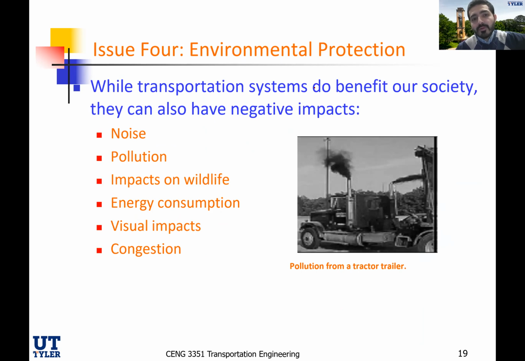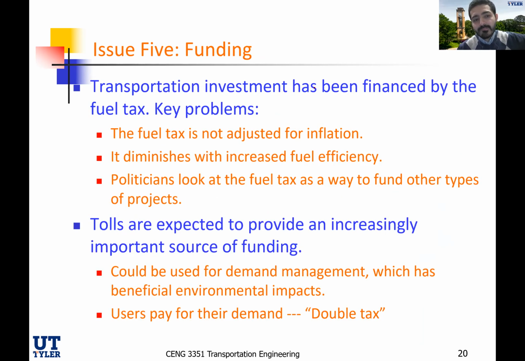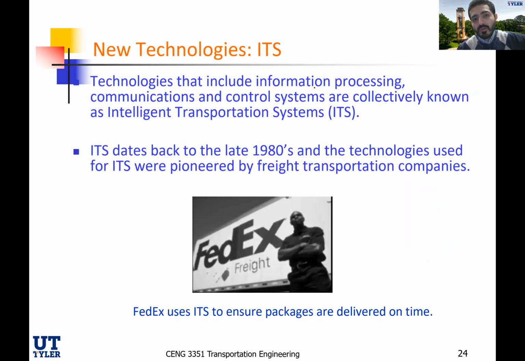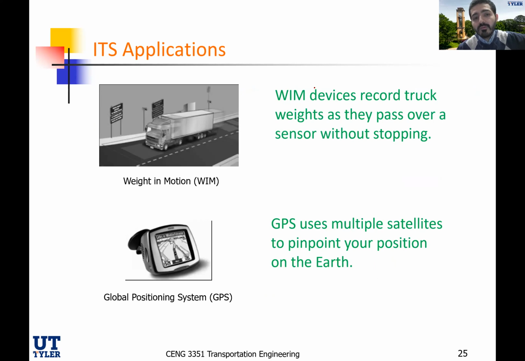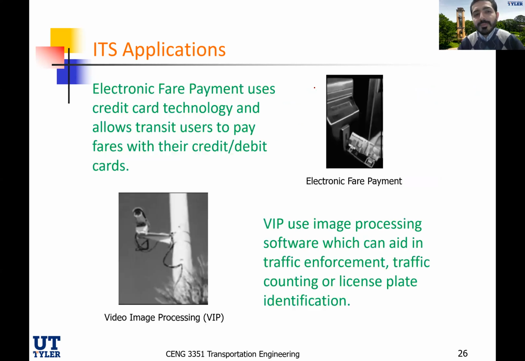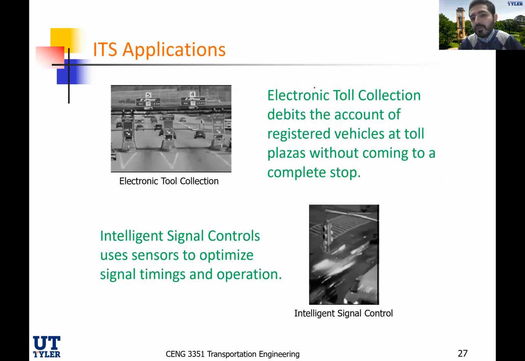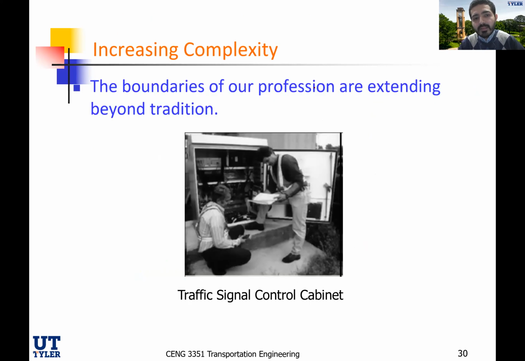I can also ask you, when it comes to environmental protection and environmental issues related to transportation engineering, what are the negative impacts that we can see? List for me three out of the six or the five that I mentioned. Again, noise, pollution, all the way to congestion. Again, ITS, I can ask you to give me two or three technologies that use intelligent transportation systems. We've talked about weigh-in-motion, GPSs, electronic fare payments, and video image processing. All of these we've discussed in detail.